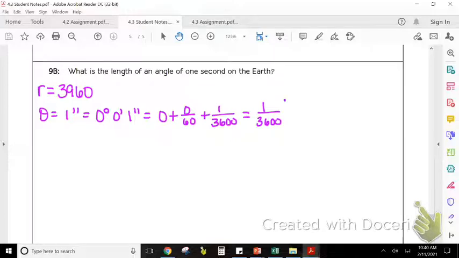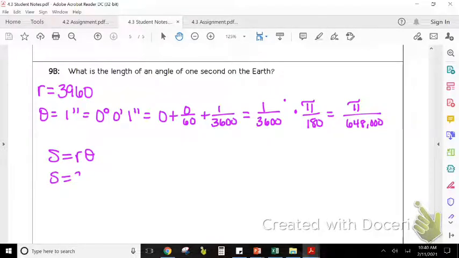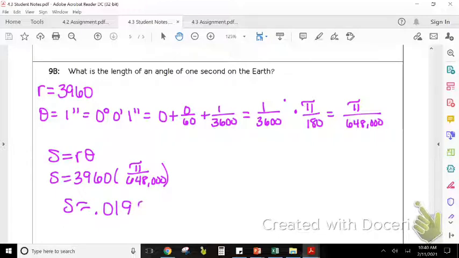Now I want that in radians so I can work my problem. So multiply it times pi over 180. And so we get pi over 648,000. Now just plug it into your formula. So S is equal to R times theta. So S is equal to 3,960 times the pi over 648,000. And so we find that S is approximately 0.0192 of a mile.